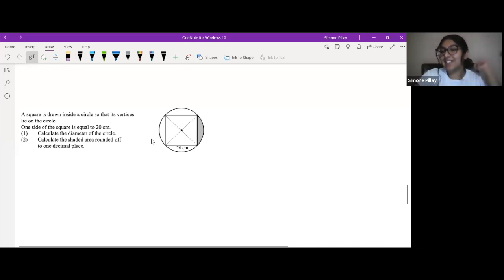Yes, so I see an answer. It's a corner, yes, it's alright. So they just told us that my corners touch my circle. Then they told me that one side of my square is equal to 20 centimeters. Now, the question tells me to calculate the diameter of the circle. How am I going to do that? Any answers?